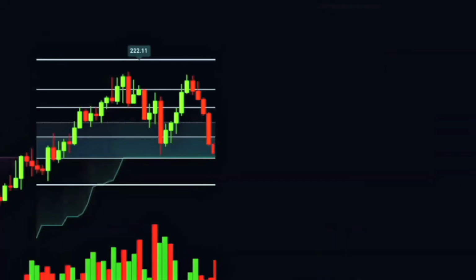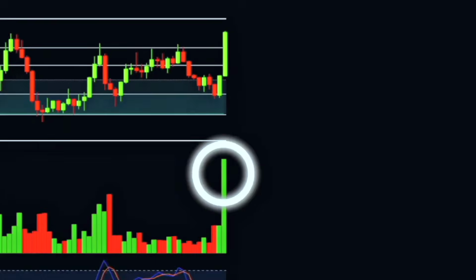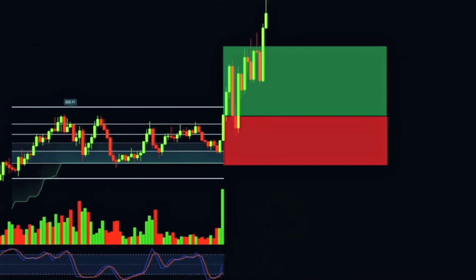Pair it with a volume spike or momentum oscillator for a beastly edge. You're not reacting, you're predicting.